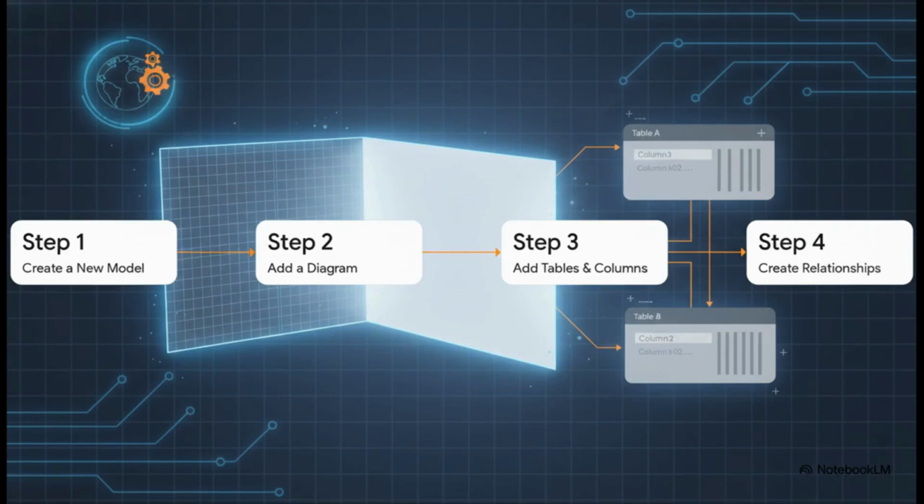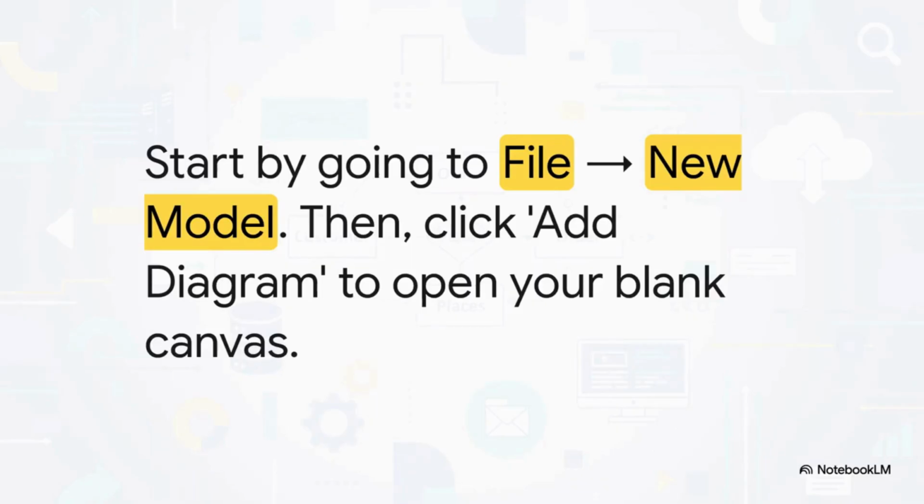And again, the process here is really logical. First, you create a new project. In Workbench, they call this a model. Then, you add a blank diagram to it. After that, you start adding your tables and defining all their columns. And finally, you just draw the lines to create the relationships between them. So to kick things off, you'll just go up to File and select New Model. After that, you just double-click where it says Add Diagram, and that'll open up your fresh, blank canvas.